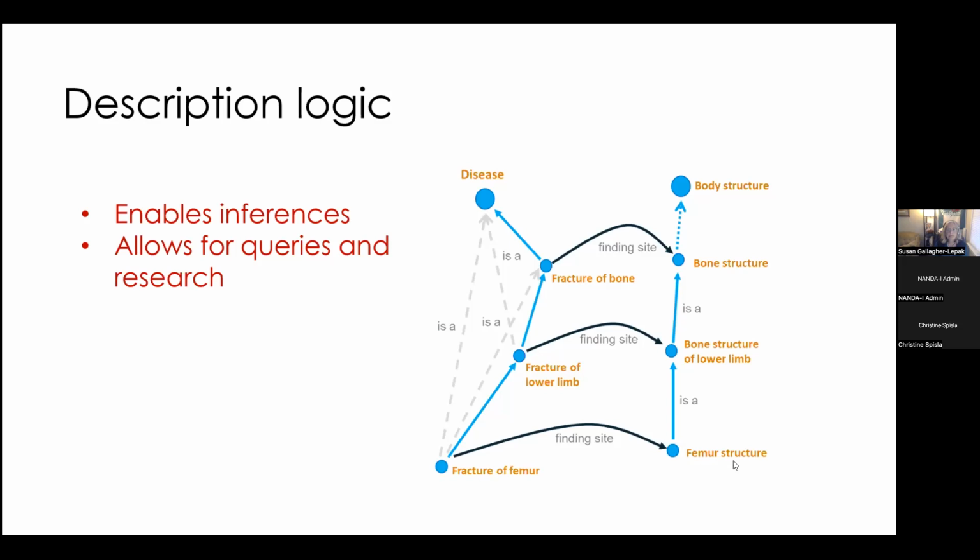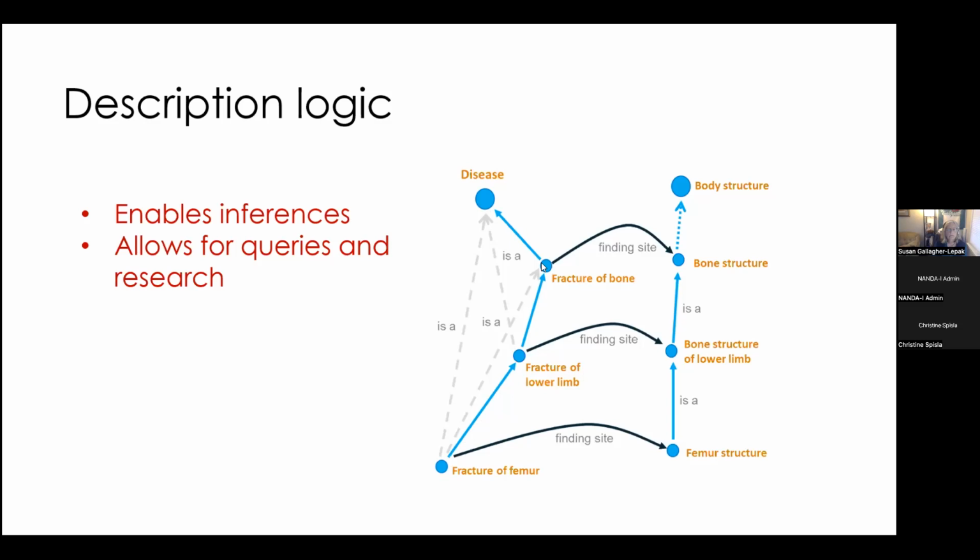And the finding site is the femur. And then that femur structure, how it goes up the hierarchy, how it gets more and more broad. And same thing with our fracture of the femur here. As we go up the hierarchy, it gets more and more broad, because fracture of the femur is fracture of the bone.